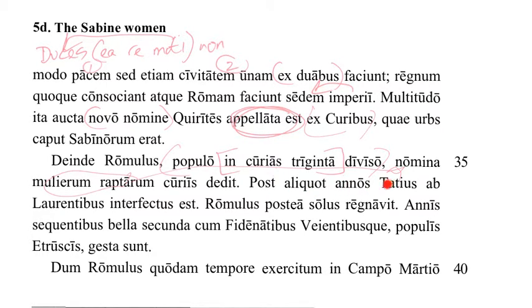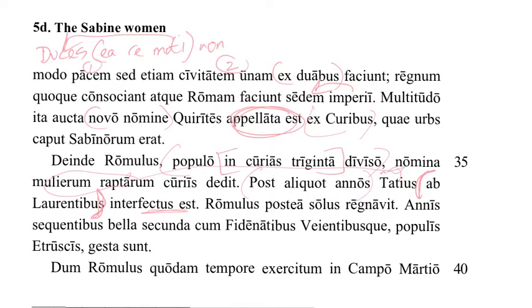Post aliquot annos, Tatius ab Laurentibus interfectus est. So wait, who is this Tatius and what happened to him? Well, the text kind of skips this part, but Romulus and Tatius, who was the Sabine leader, kind of agreed to rule together for a while since they combined the two states. So, prepositional phrase. After some years, Tatius, subject, ab Laurentibus. Maybe there was some sort of other military thing because the Laurentian people are this ablative phrase here. Interfectus est. Oh, my favorite verb. Woohoo! Romulus post ea solus regnavit. How convenient for Romulus. Okay, solus, of course, modifies Romulus. Since Tatius is out of the way, Romulus is in charge all alone again.